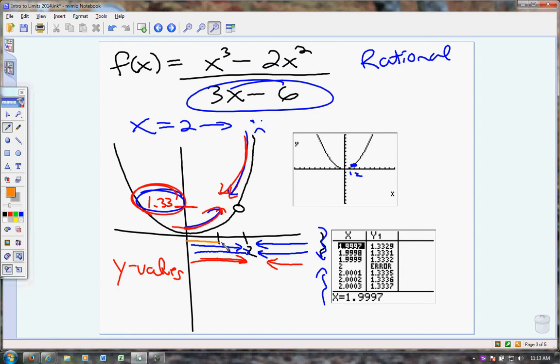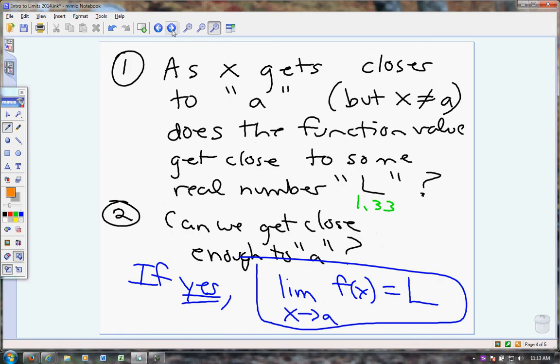As we approach a certain value on the x-axis, we are interested in what the function is approaching in terms of its actual function value. And that's what we talked about yesterday. And we said if we can approach a specific value, then we say that the limit, LIM is short for limit, of a function as we approach a certain value is L.